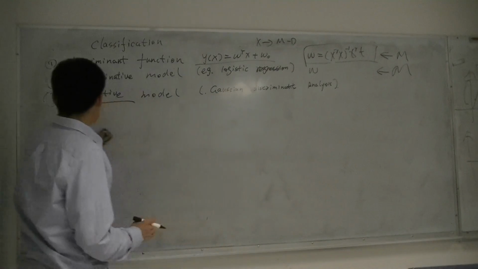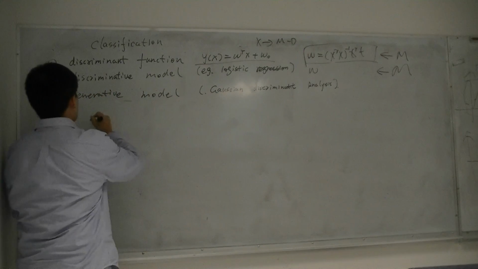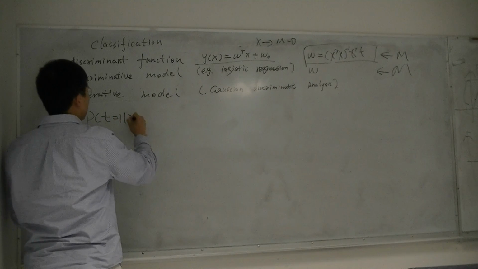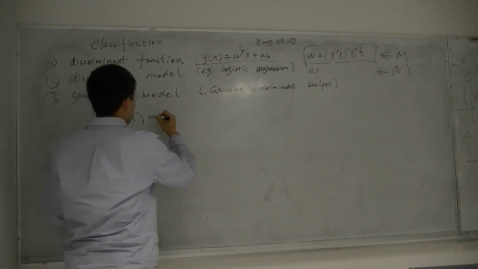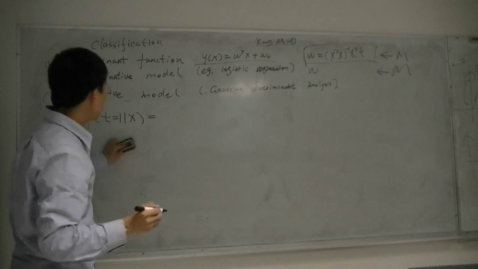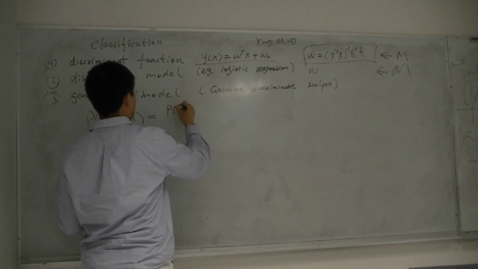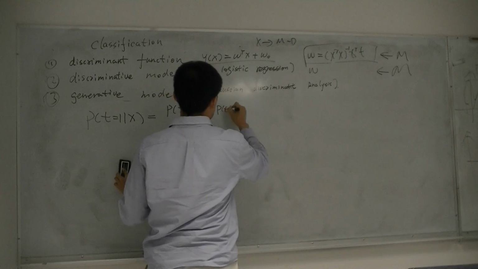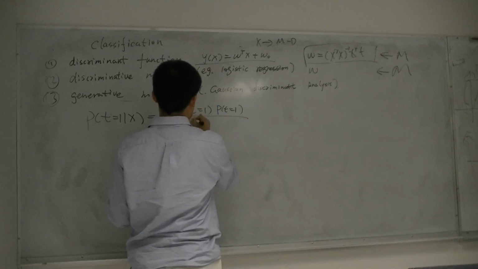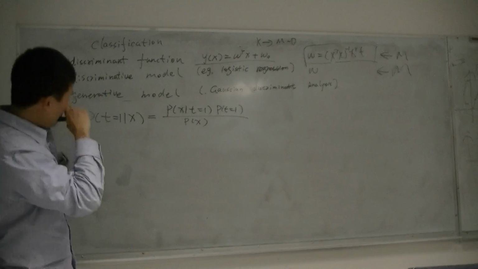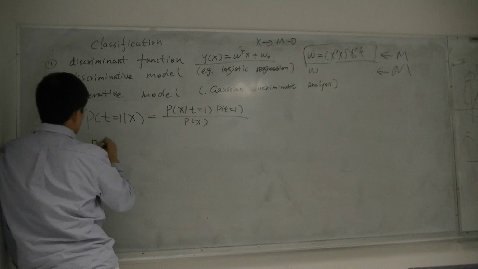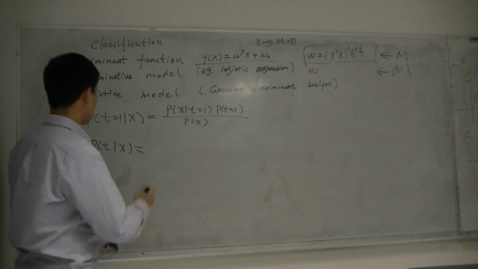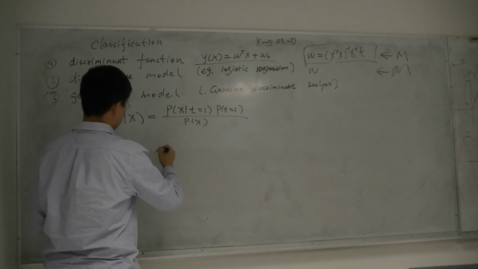And now I will talk about the third method. So we also need to evaluate the probability of t equal to 1 given x. And in this case, we need to evaluate the joint distribution given t. So what's the likelihood function of this? It's a Bernoulli distribution, right?